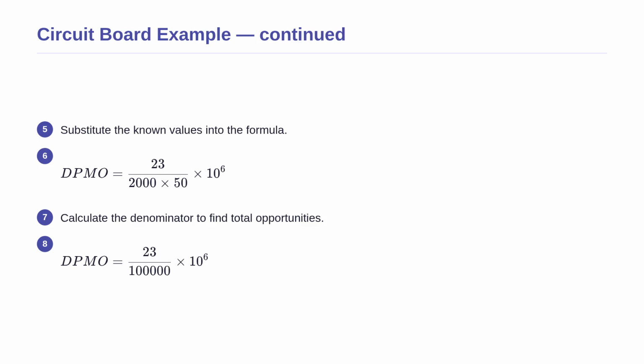We calculate the denominator by multiplying the 2,000 boards by the 50 points per board. This gives us 100,000 total opportunities. This large number represents every single chance a soldering mistake could have been made across the entire production run. Our fraction now clearly shows 23 mistakes out of 100,000 chances.